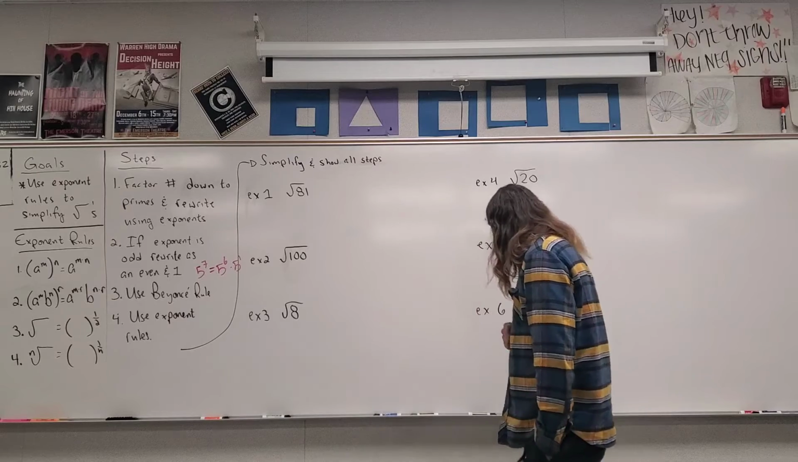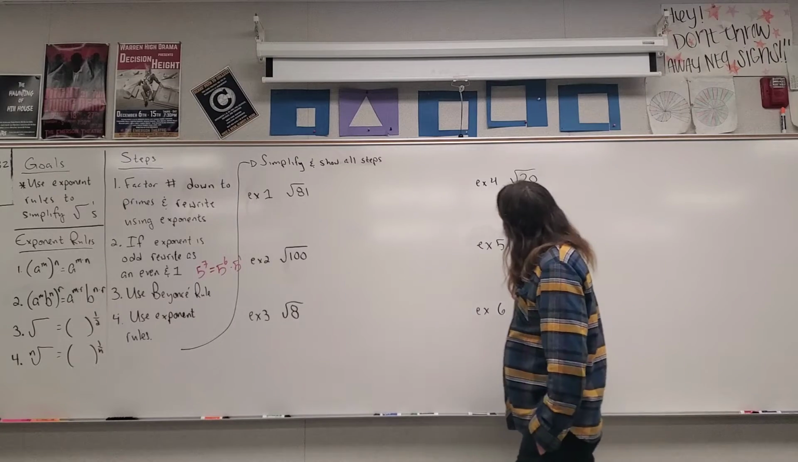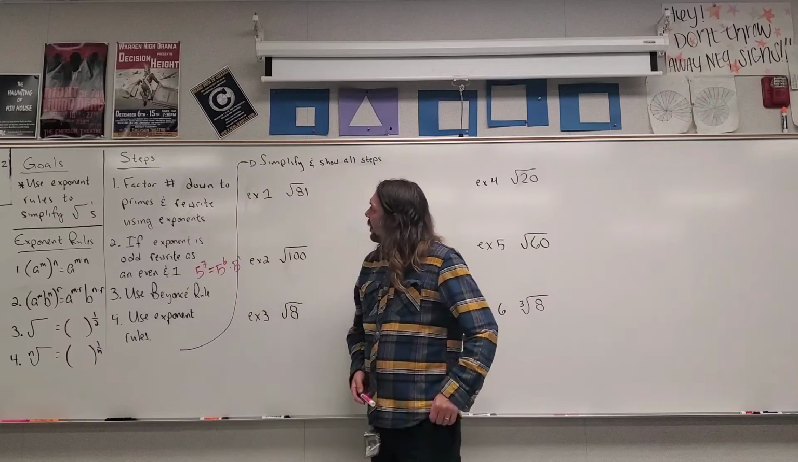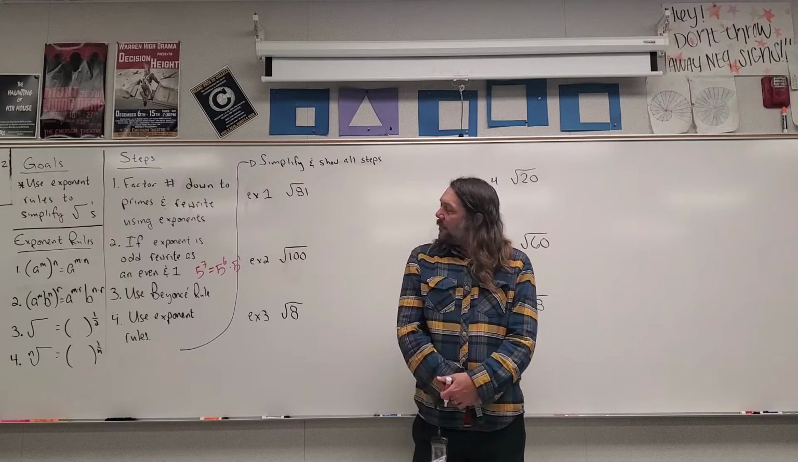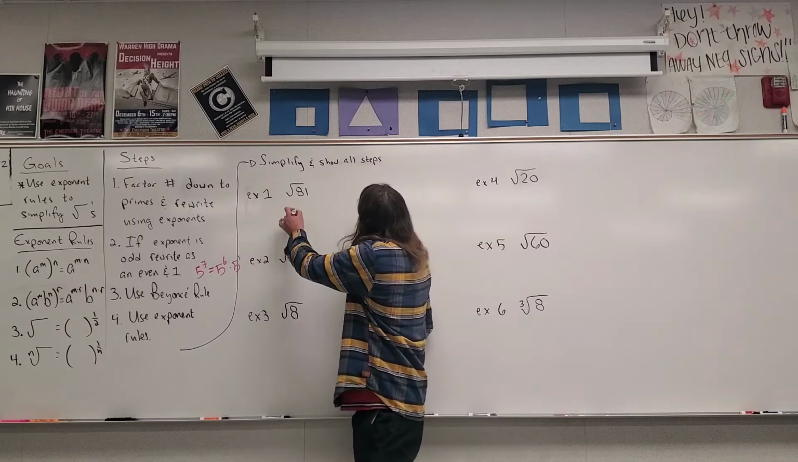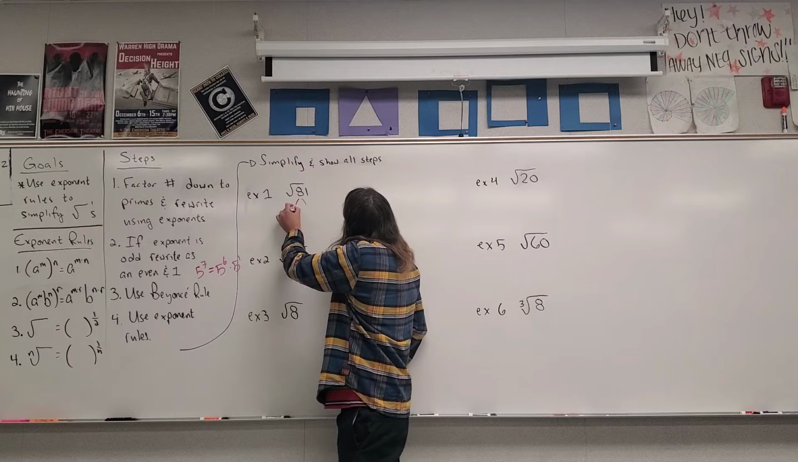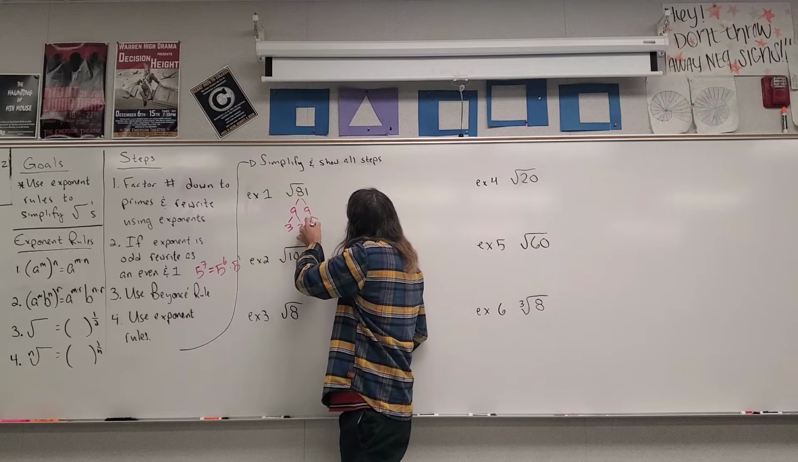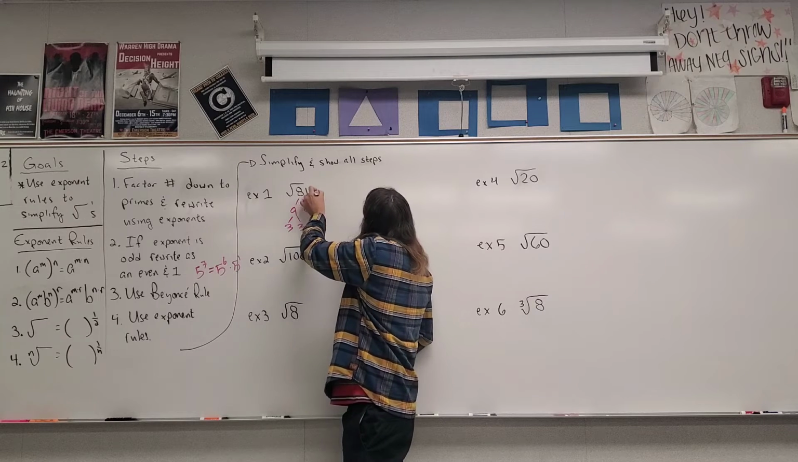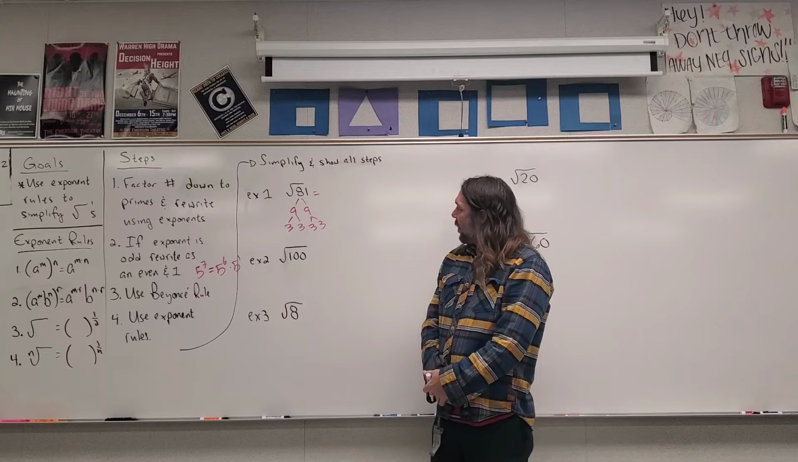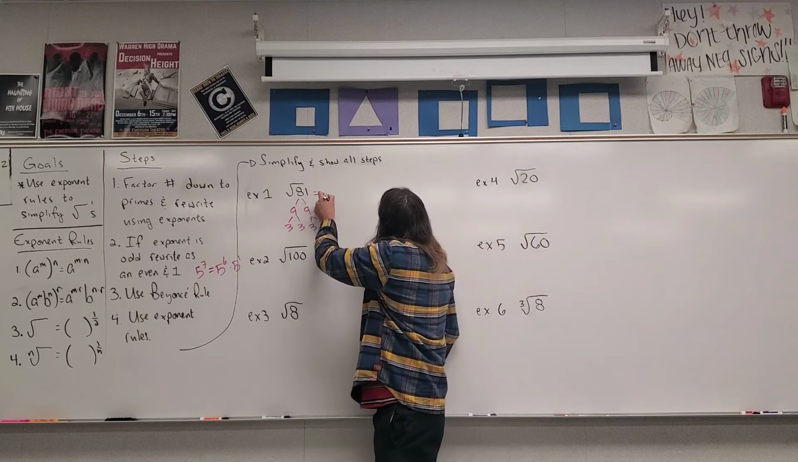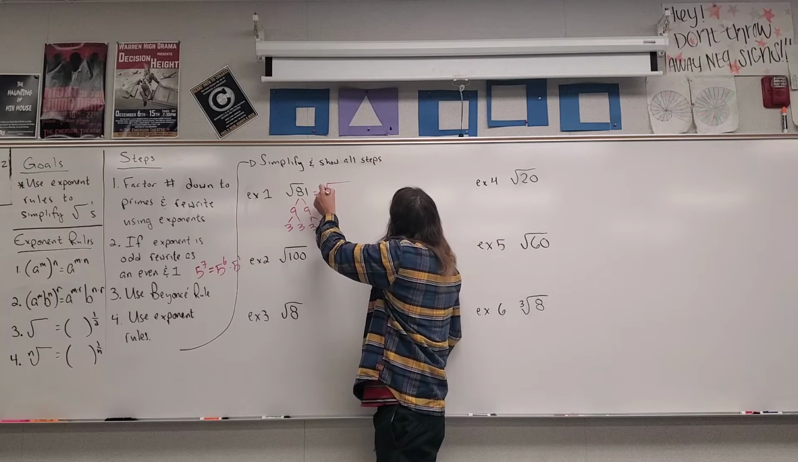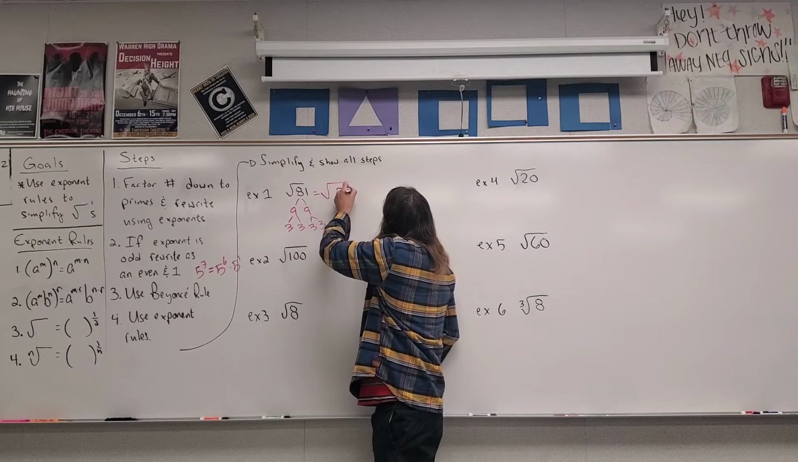All right, first problem. Square root of 81. I want to factor down to primes and rewrite using exponents. So 81 turns into 9 and 9, and that turns into 3 times 3, and this turns into 3 times 3. So the square root of 81 now is going to be rewritten as the square root of 3 to the 4th power.